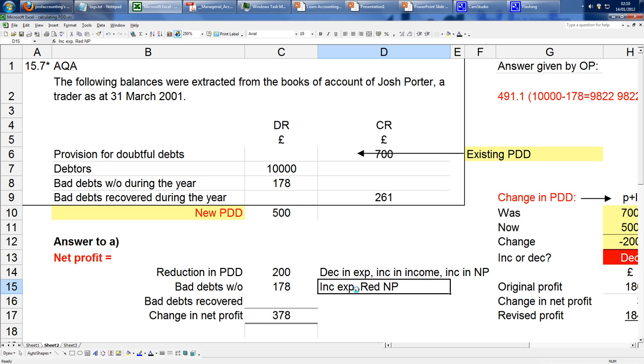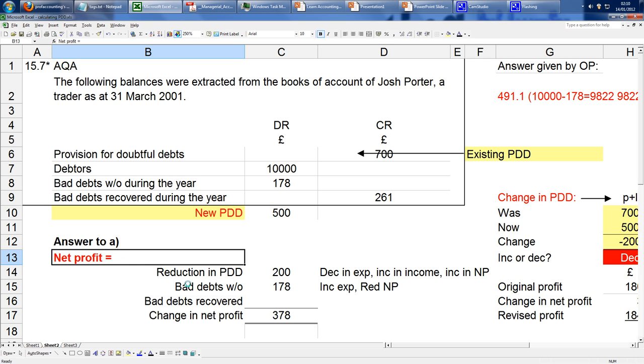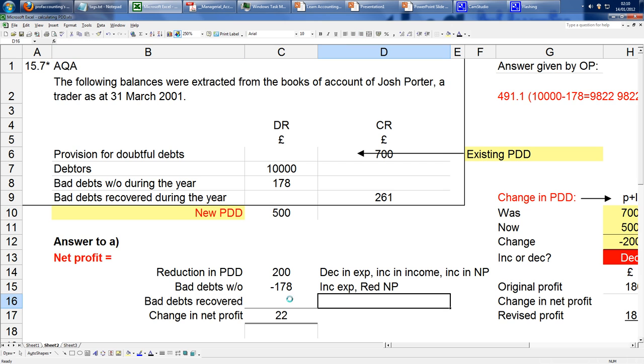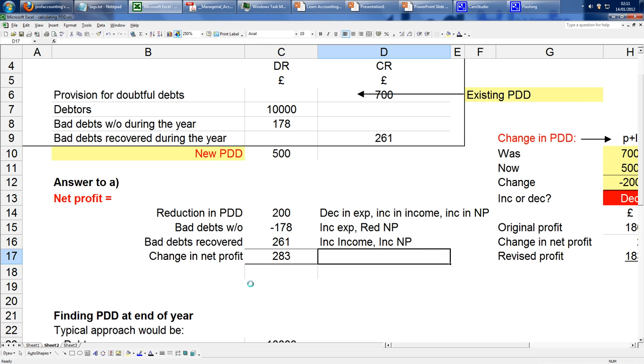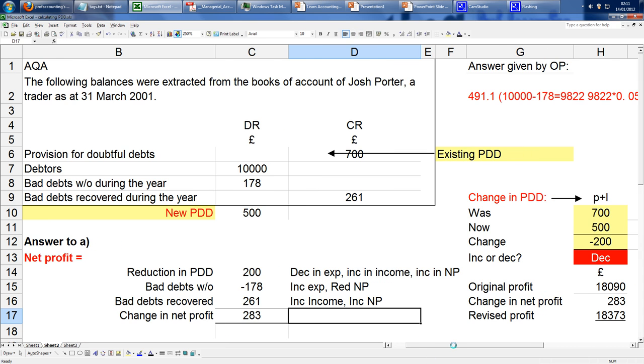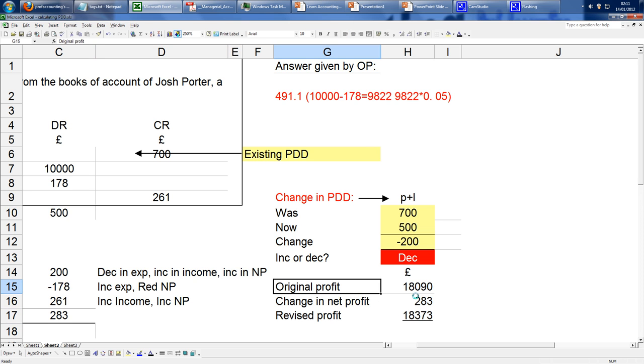Bad debts recovered is 261, given in the question, and bad debts recovered is income, so it's an increase in income, so it's going to increase net profit. So it stays positive. The overall change in net profit is positive 283. In terms of the original question, the original profit is given. The change in net profit is what I worked out over here, 283. So the revised net profit, the answer, is 18,373, which is what the back of the book says. So I can't disagree with the back of the book.